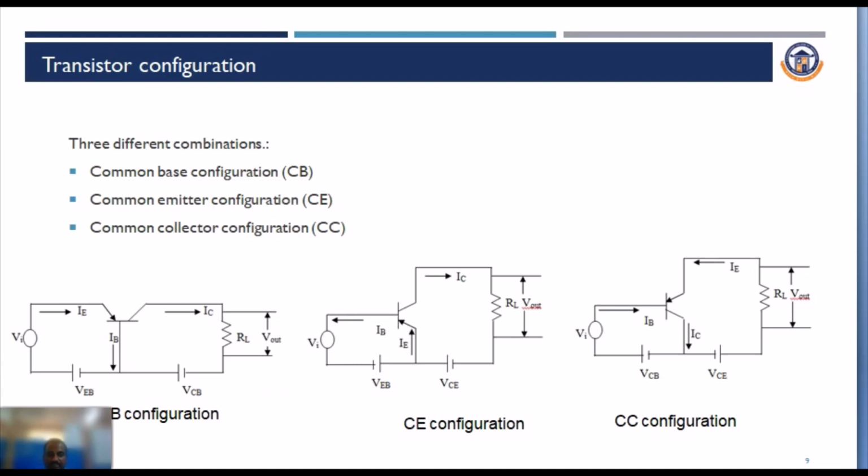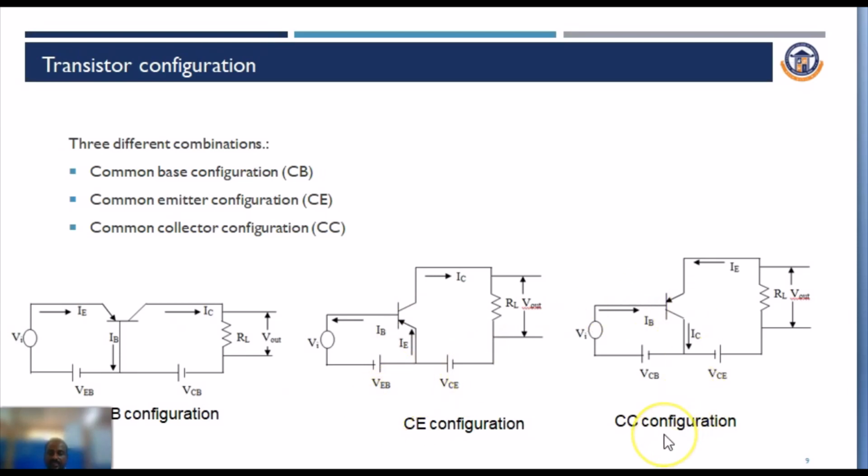Next is the CE configuration. For the CE configuration, the emitter terminal is common for both the input as well as the output. Here the base is the input terminal, whereas the collector is the output terminal. In this configuration, you can say that IB is nothing but the input current, whereas IC is nothing but the output current, and the emitter is the common point terminal.